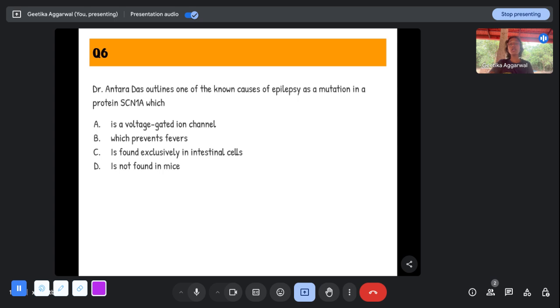Dr. Antara Das outlines one of the causes of epilepsy as a mutation in the protein SCN1A, which, as we discussed, is what? In which a mutation happens and it leads to epilepsy. Is it a voltage gated ion channel? Is it something that prevents fevers? Is it found exclusively in intestinal cells, or is it not found in mice? So what is the answer? SCN1A is what?